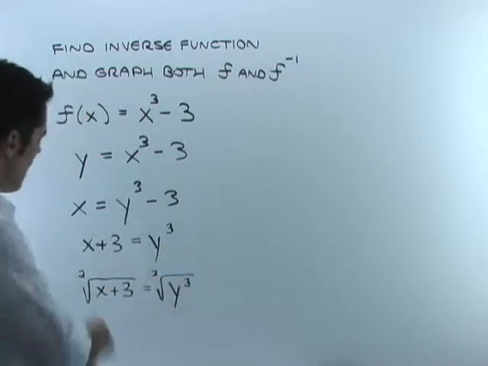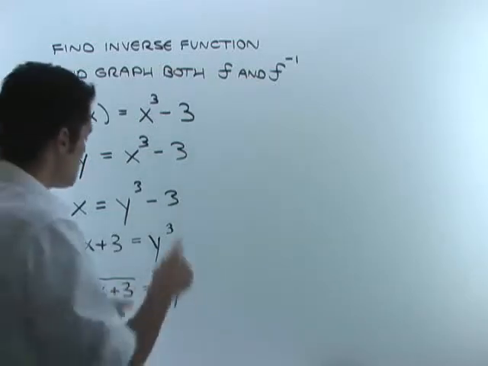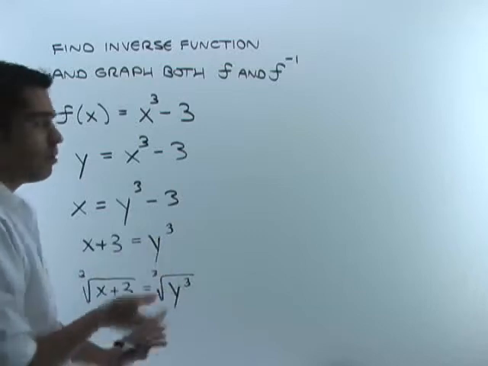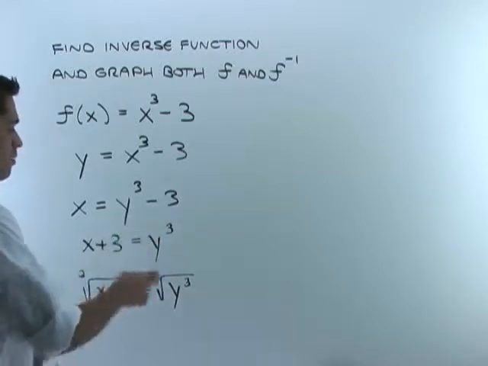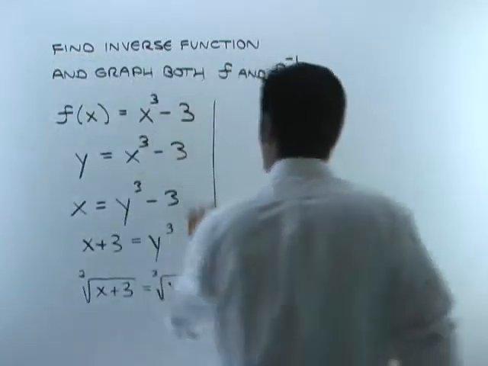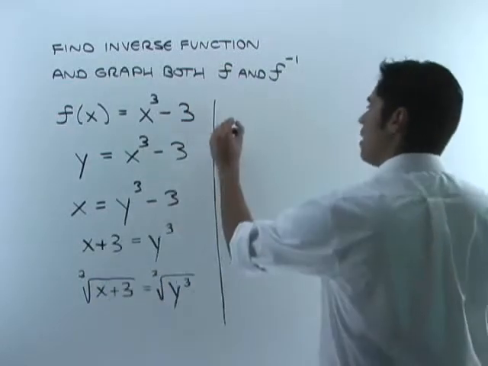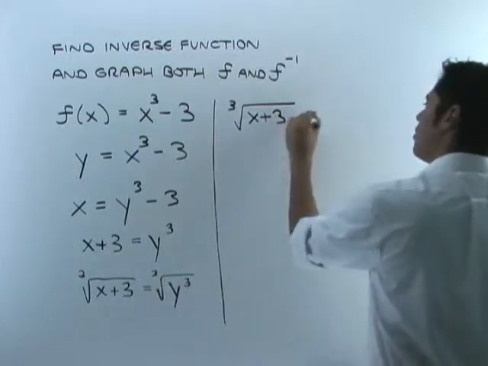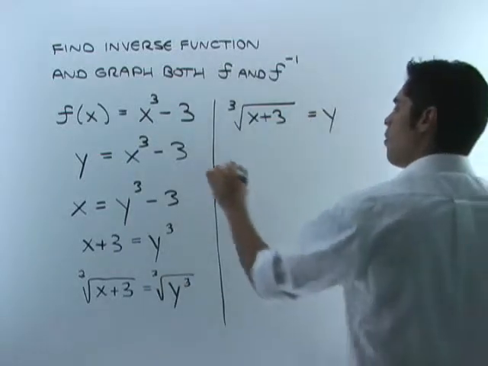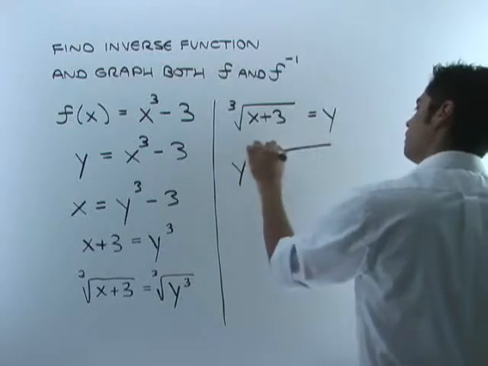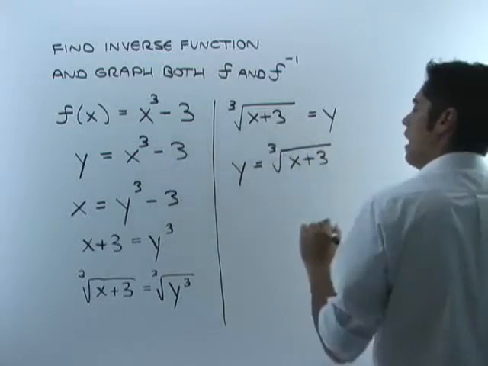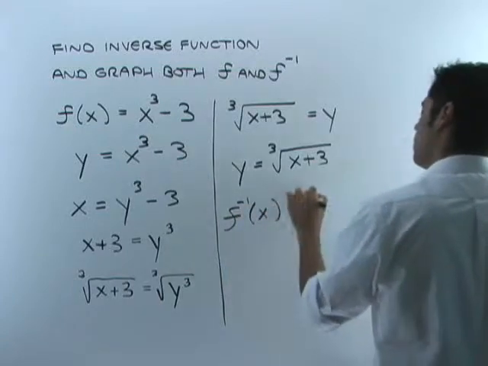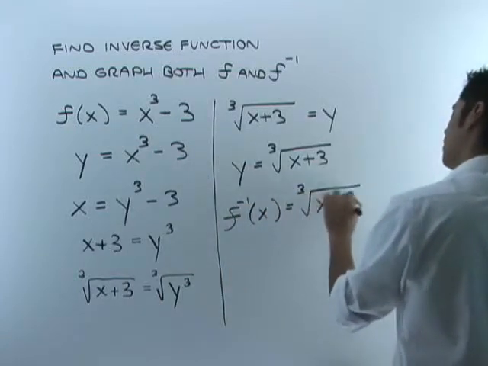Now notice I did not have to do plus or minus, and that's because you only use plus or minus when this is an even power and you're taking the square root or the fourth root or the sixth root. When you're taking an odd root, you do not have to do plus or minus. So now what we have is this. The left side is the cube root of x plus 3. The right side is just y. So therefore, y is equal to the cube root of x plus 3. And finally, we replace y with f inverse of x equal to the cube root of x plus 3.